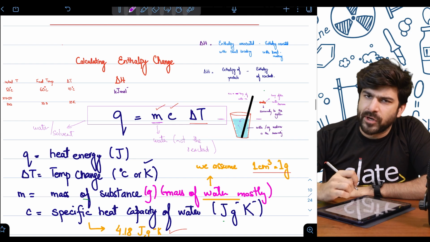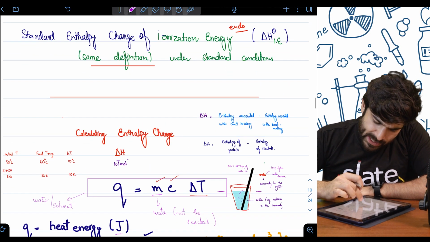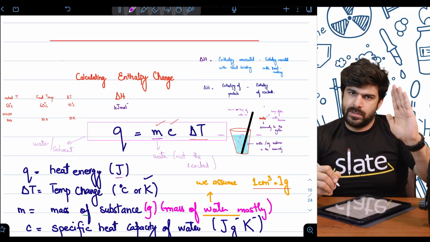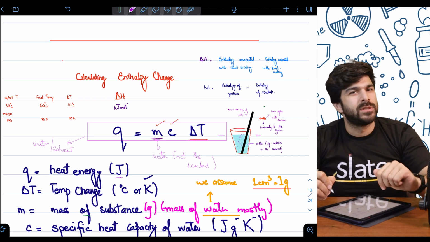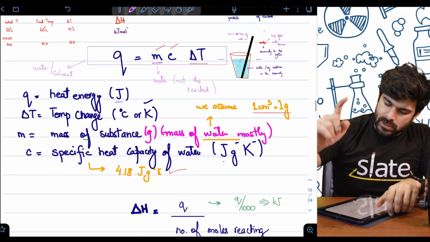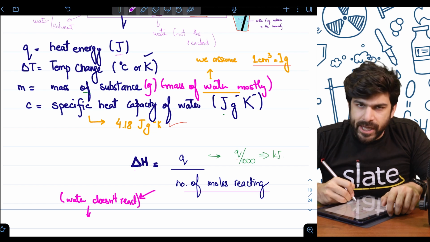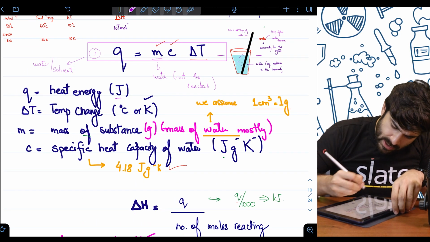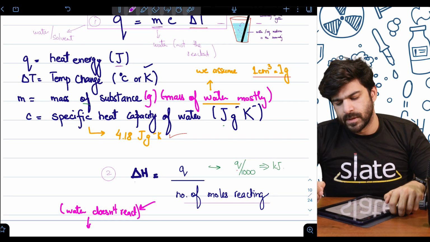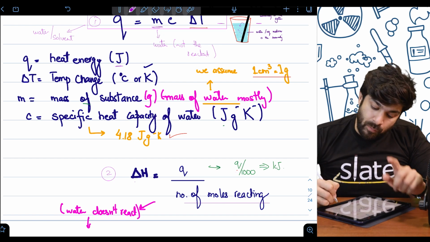So, this is the first step. We have calculated Q in joules, but we want enthalpy change in kilojoules per mole. So, I would first convert joules into kilojoules and divide by the moles. But moles of what? This time we talk about the moles of the substance reacting. So this is step number 2. Delta H is Q divided by the number of moles reacting. So we divide Q by 1000 to get the value in kilojoules, and divide by the number of moles reacting.